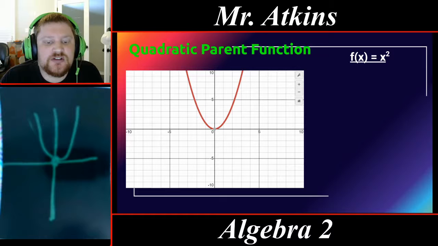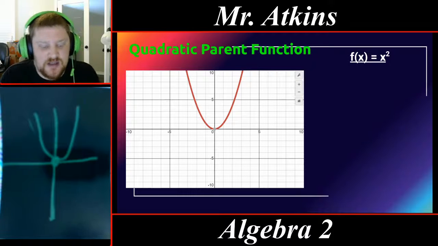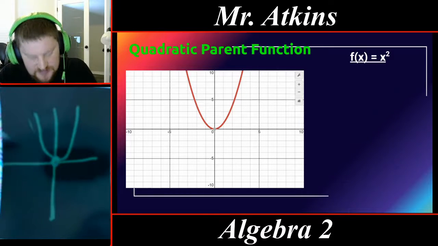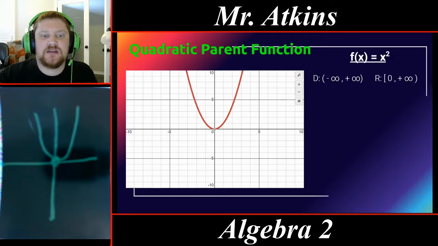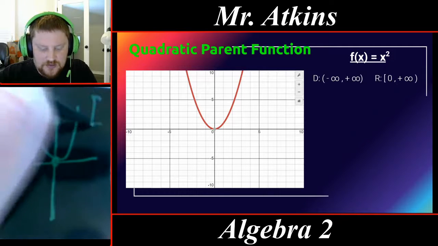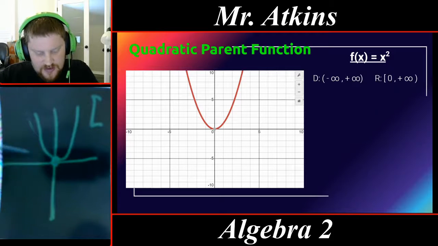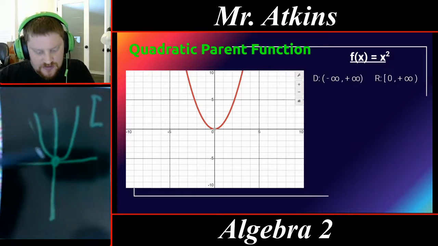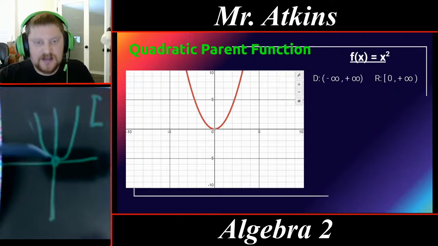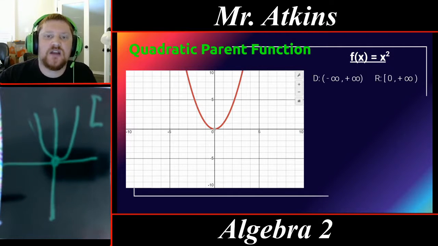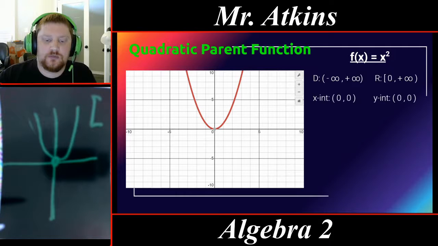The question we have to ask ourselves, though, is does it include that 0 or not? For this case, the answer is definitely yes. We can see that it physically touches that line there. So our domain, negative infinity to infinity, our range, 0 to infinity, with the bracket to indicate that it does include the 0. Now, since we are crossing right here at the origin, we know that we're touching the x-axis here and we're touching the y-axis here. So that means both our x and y intercepts are 0, 0.